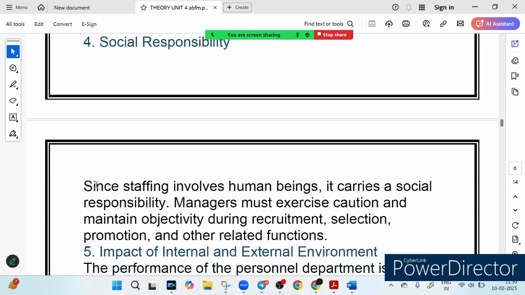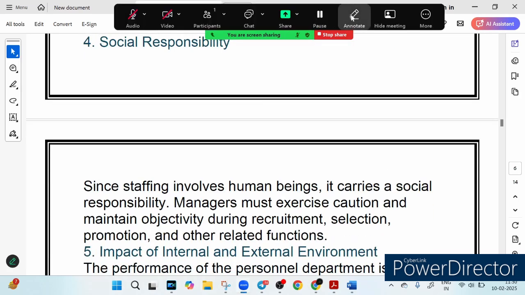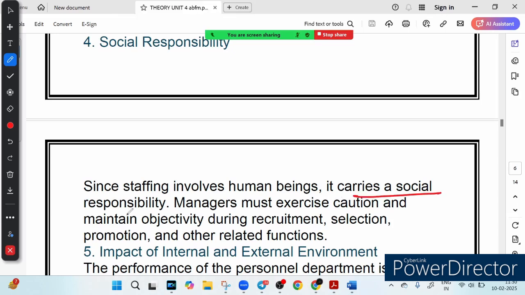Then we have something called social responsibility. Since staffing involves people, managers must handle it carefully, right? Imagine being fair and transparent while hiring or promoting. It builds trust, it builds respect within the organization. That is what we call social responsibility.